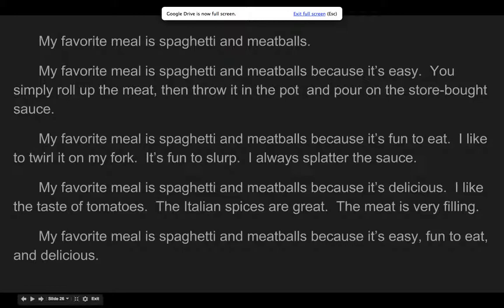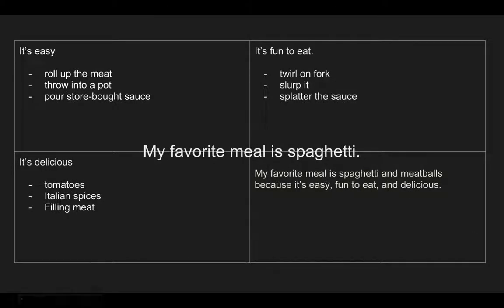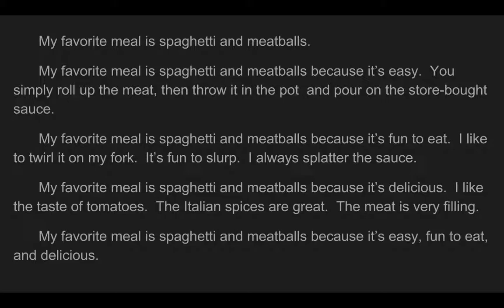So now if I were to transfer this onto paper, it would read like this. My favorite meal is spaghetti and meatballs. My favorite meal is spaghetti and meatballs because it's easy. You simply roll up the meat, then throw it in a pot, and pour on the store-bought sauce. My favorite meal is spaghetti and meatballs because it's fun to eat. I like to twirl it on my fork. It's fun to slurp. I always splatter the sauce. My favorite meal is spaghetti and meatballs because it's delicious. I like the taste of tomatoes. The Italian spices are great. The meat is very filling. My favorite meal is spaghetti and meatballs because it's easy, fun to eat, and delicious.